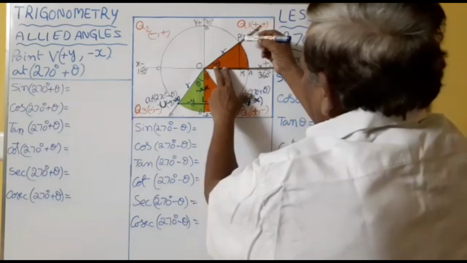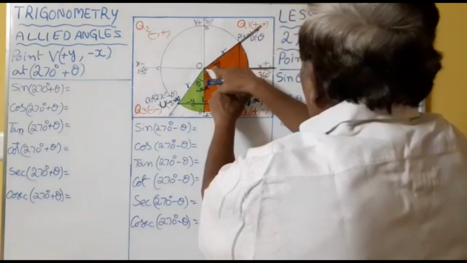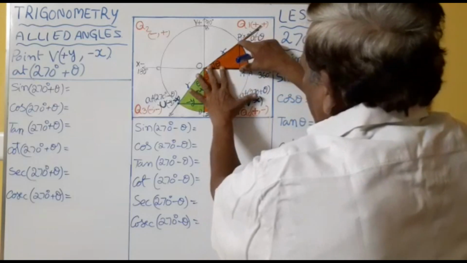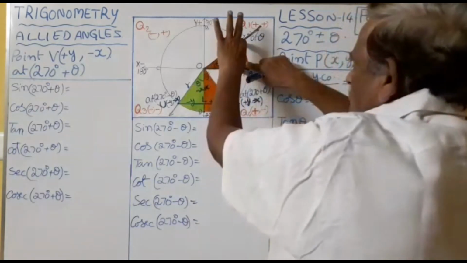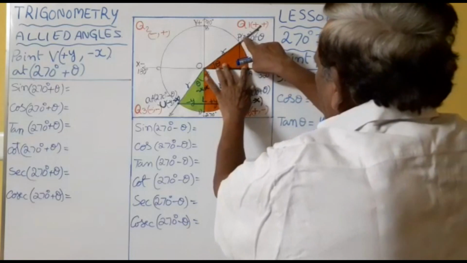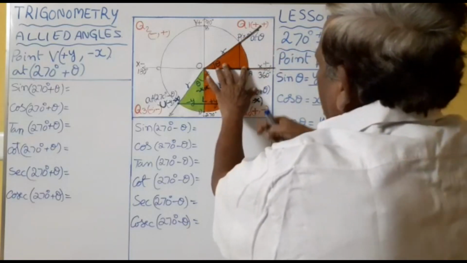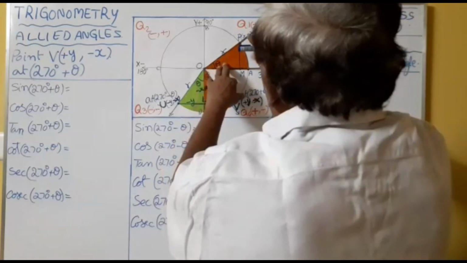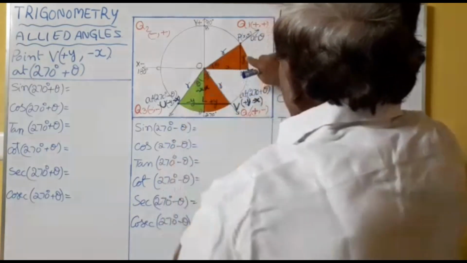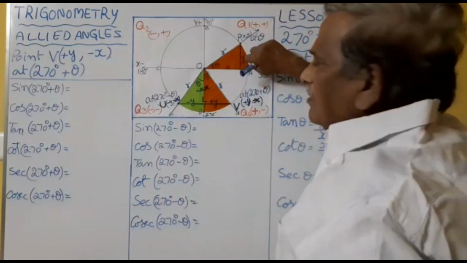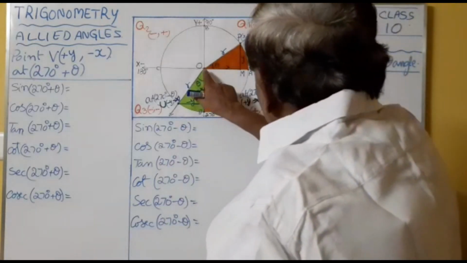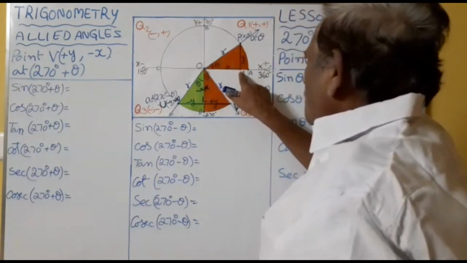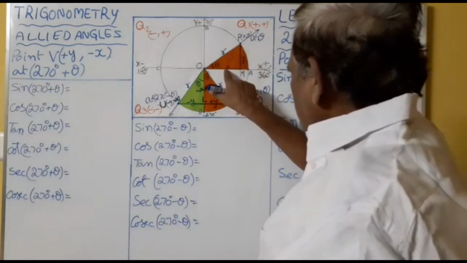Draw a perpendicular from P onto the x-axis. The perpendicular is PM. As the coordinates of P are x, y, the perpendicular PM is equal to the y coordinate. Therefore, this is y. And the distance from the origin to the foot of the perpendicular is the x coordinate. Therefore, this is x.